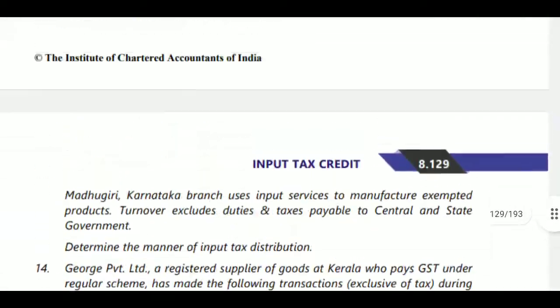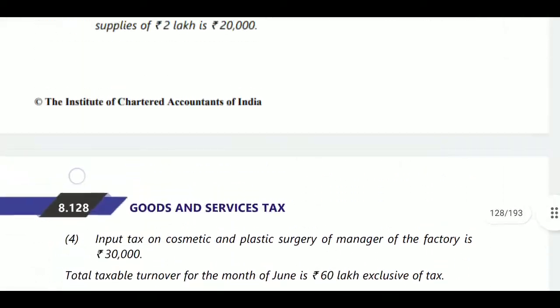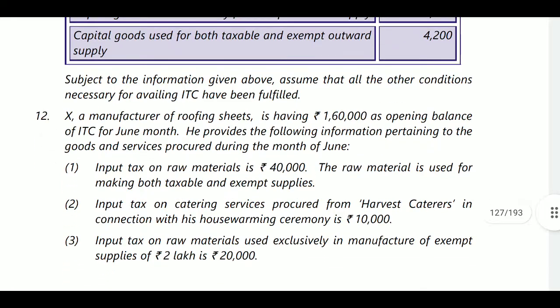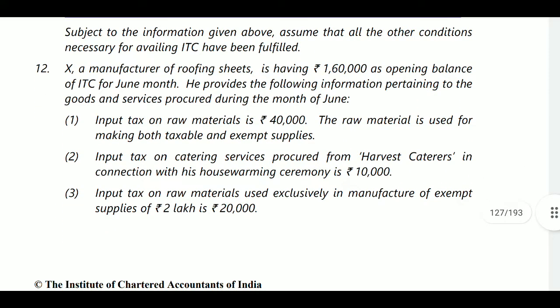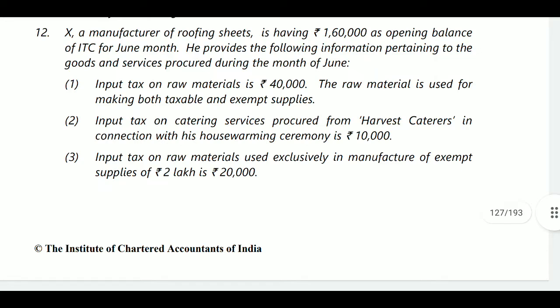What is there in the 12th question? In the 12th question they explain that X, a manufacturer of roofing sheets, has 1,60,000 available with him on 1st June. He provides the following information pertaining to goods and services procured during the month of June.